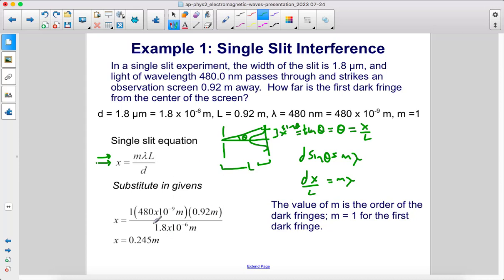At that point, we can substitute in the givens. Since it's the first dark fringe, we put in a 1 for m. We have the wavelength of the light, which we've converted into meters. We have the distance to the screen, 0.92 meters. We also convert the slit width into meters from micrometers, and we get 0.245 meters.